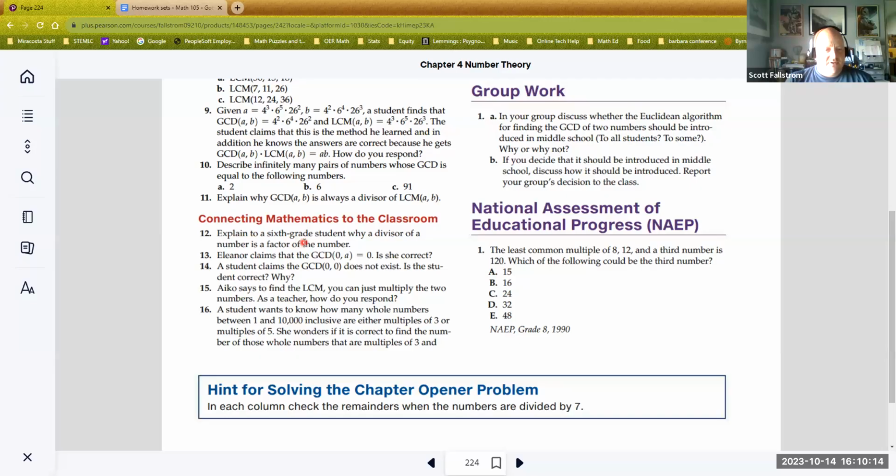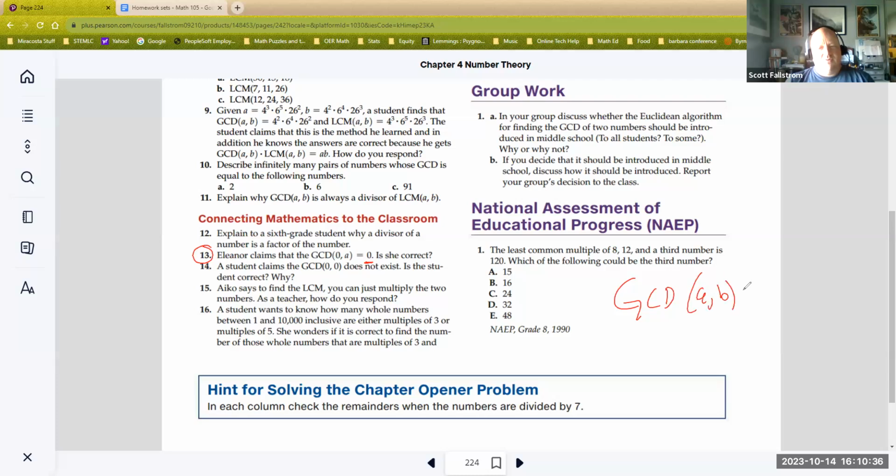Number 13 through 16. Eleanor claims the GCD of 0 and A is 0. Is she correct? When you're answering questions like this, remember, as a student, they're trying to say, oh, the GCD of 0 and A is 0 because 0 doesn't have any factors, so the answer is 0. Remember, in order to be a divisor, it has to divide both numbers. So if somebody said the GCD of A and B is equal to 5, then what do we know? I know 5 has to divide A and 5 has to divide B.